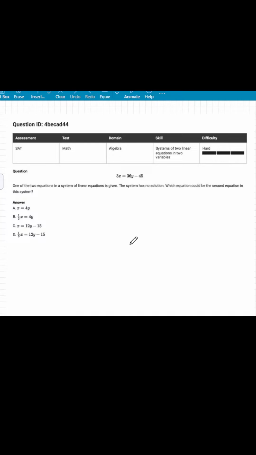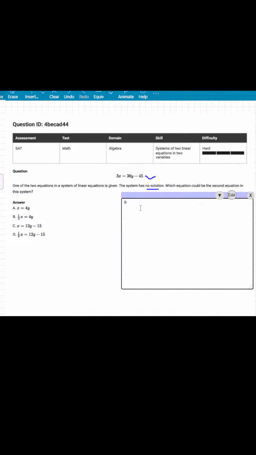So there is a pair of system of linear equations in two variables. One of them is given, which is this one, 3x equal to 36y minus 45, and the second one is not given, but we are given that the system has no solution, so we'll have to find the second equation. So here the concept is that whenever a system of linear equations has no solution, there is a condition that holds. So let us define this.